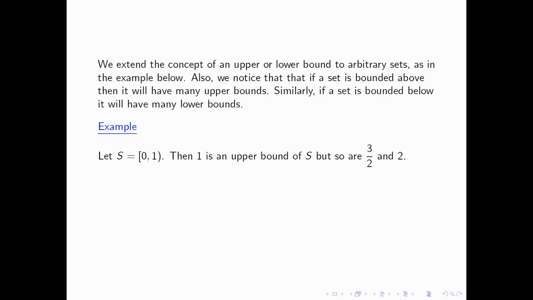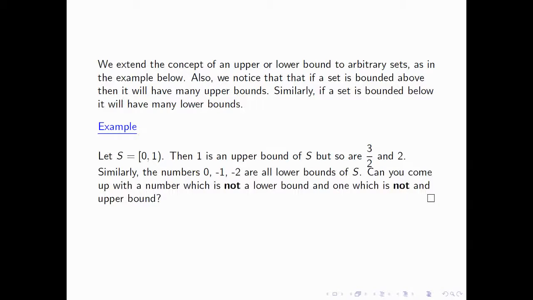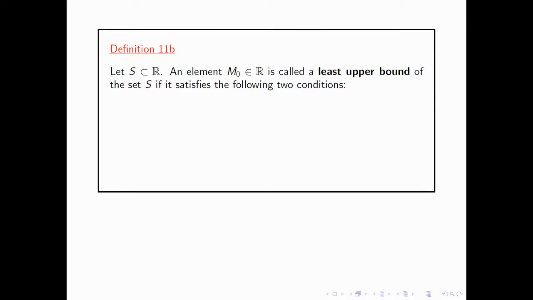So there I'm saying 1 is an upper bound of S, but 1.5 and 2 are as well. Okay, now I'm going to skip forward to the least upper bound bit. So now you know you need to first understand what it means for something to be an upper bound. Now we're going to introduce this new thing called a least upper bound.